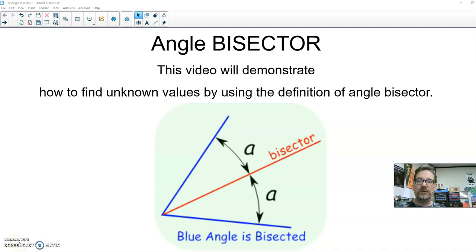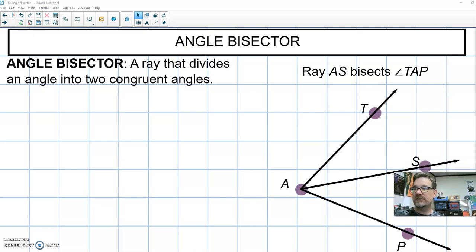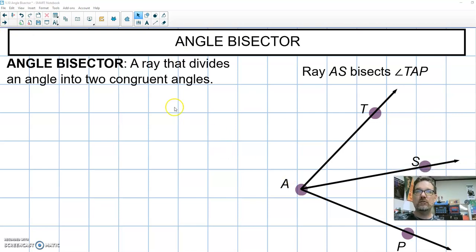All right, Patriots. So another thing I want to talk about when it comes to angles is something called an angle bisector. So this video is going to demonstrate how to find unknown values by using the definition of what an angle bisector is. So we already did this with a segment bisector. We understand that a bisector means to cut something into two equal parts.